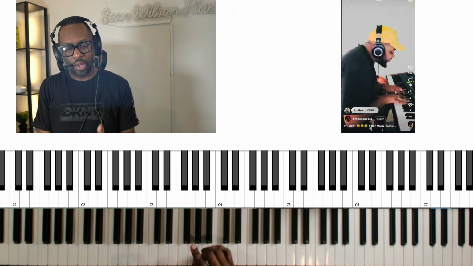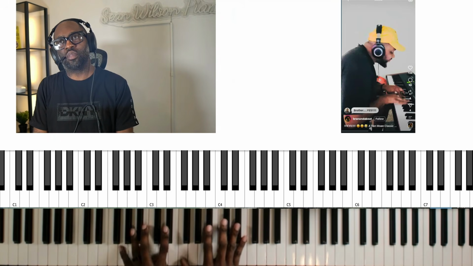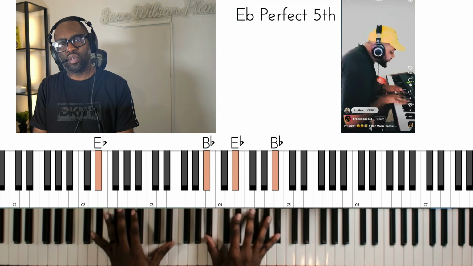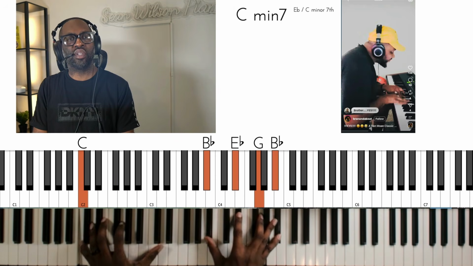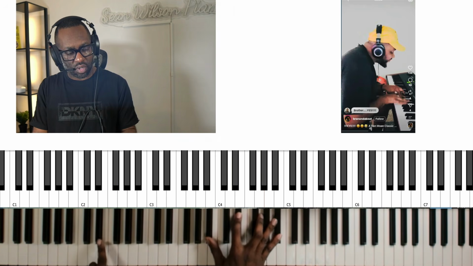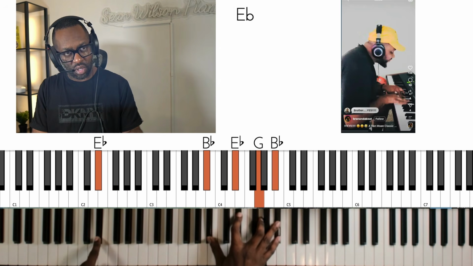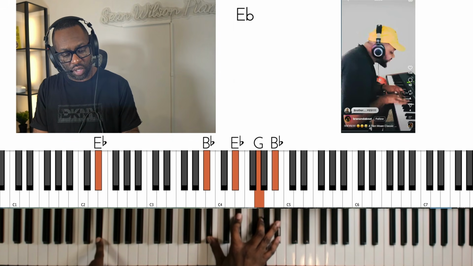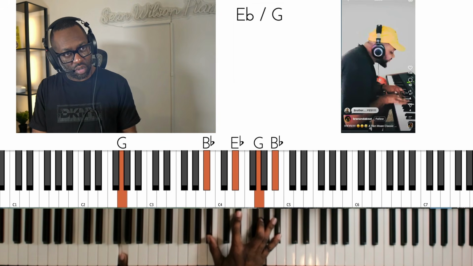So let's check this out. Blessed be the name of the Lord. He is worthy. He is worthy to be praised. Look at my bass note. He is worthy, a 1, on the bass, right? When the key is E flat, this is the 1. He is worthy to be.